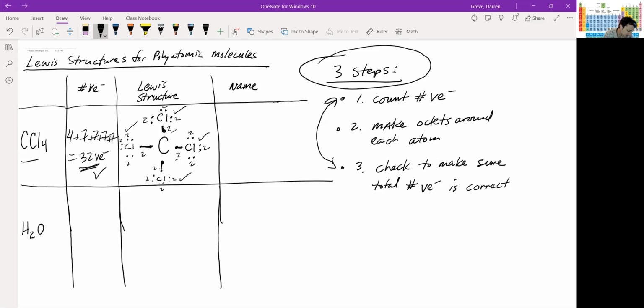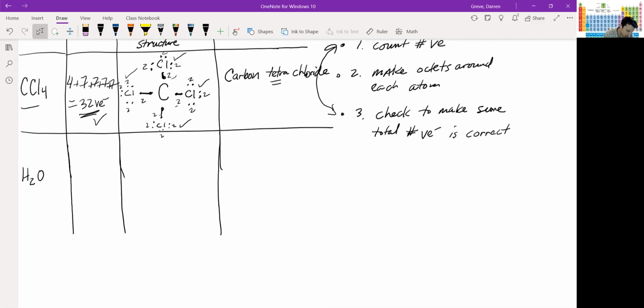Now let's name this. I've got 1 carbon atom and 4 chlorine atoms. So the name of this molecule is carbon tetra, meaning 4, chloride. Carbon tetrachloride. You would get this tetra from the list of prefixes that are in the content library in the lecture notes for diatomic molecules. I've placed it there. And I'll place it there for polyatomic molecules as well. Let's move on to do H2O, also known as water.